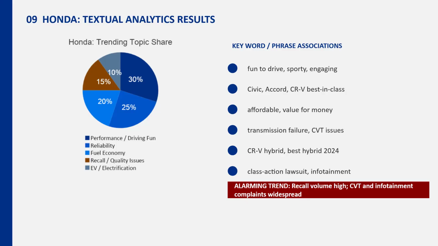On the word association side over here on the right, we see positive terms like Civic, Accord, CRV, best in class, and affordable value for money. But the alarming terms are impossible to ignore. We got transmission failure, CVT issues. CVTs are also transmissions, and class action lawsuits and infotainment systems appear prominently in Honda's social conversation.